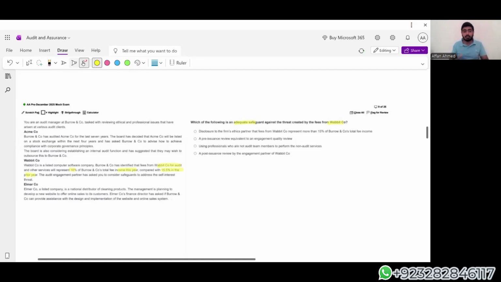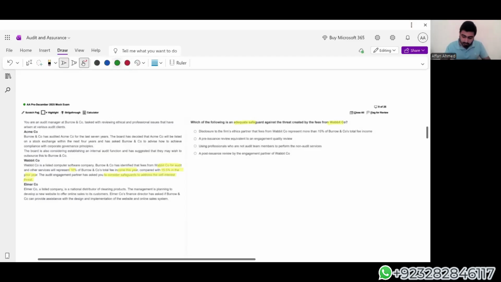So we have a threshold that we cannot exceed: we cannot provide services for which we receive more than 15% of the complete fee per year from a single client, because it results in a self-interest threat. So here we are having two consecutive years. If next year we have this 15% above fee, it will be a problematic situation for us. Okay, so the audit engagement partner has asked you to consider a safeguard for this self-interest threat. They have given you the threat as well. Let's read the options. Now, what do they say?